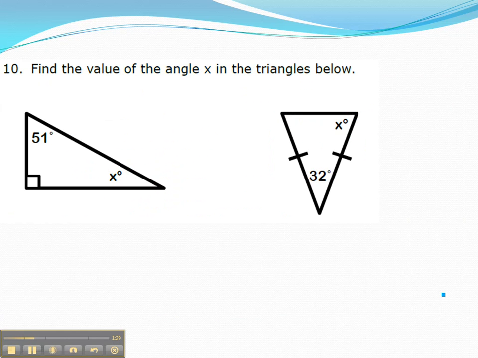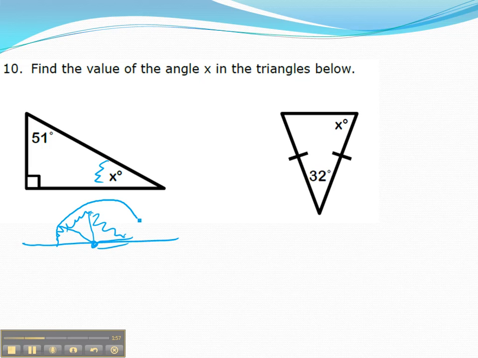Number 10, find the value of the angle x in the triangles below. The first thing we need to remember in order to do this problem is that the sum of the angles of a triangle equal 180 degrees. And hopefully that activity we did in class where we tore off the angles and put them on a straight line will remind you of that. We tore off the 3 angles and they made a straight line, so that's 180 degrees.